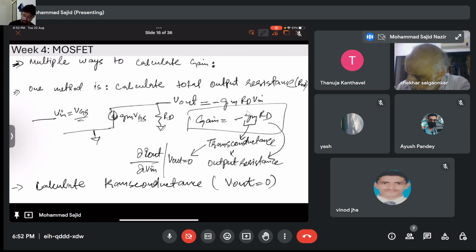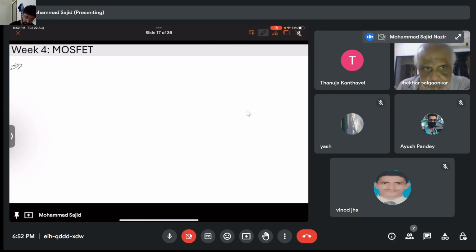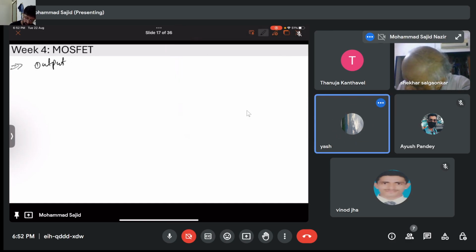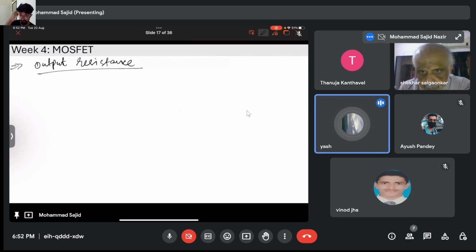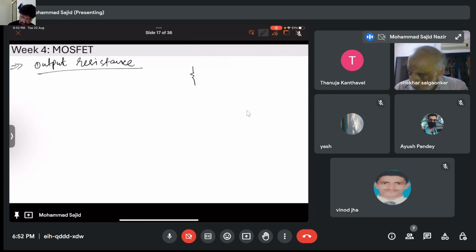Do you know how to calculate output resistance in any circuit? If you want to calculate output resistance, we can short the independent voltage sources and open the current sources. And then what is the next step? We look in from the output and we apply a voltage at the output and check what amount of current is flowing through each resistor. Yeah, absolutely.